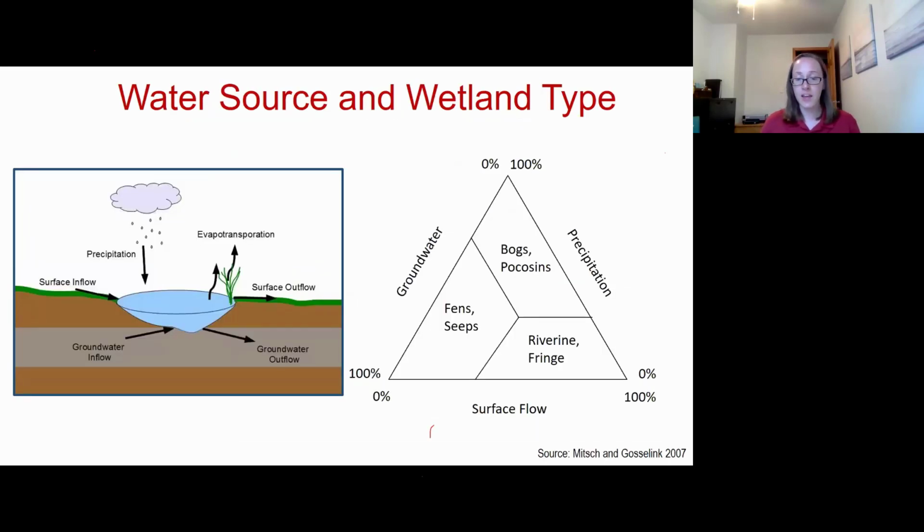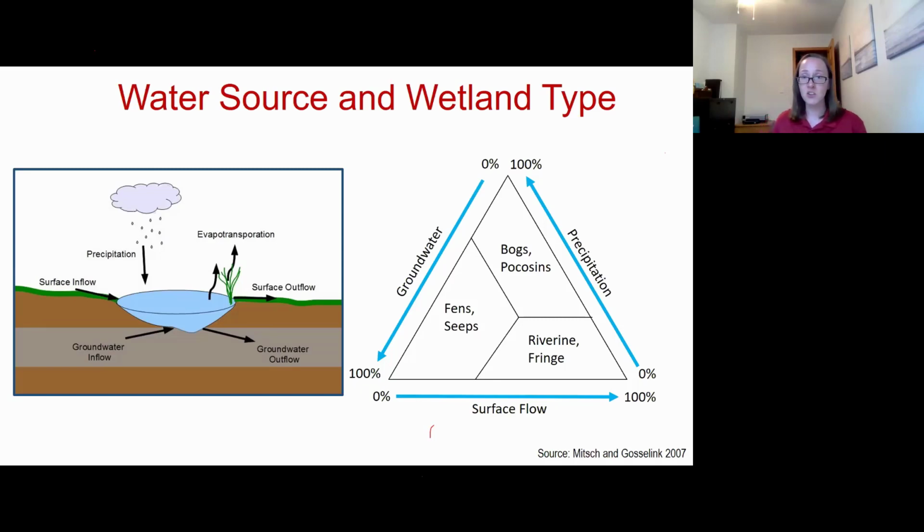Now, it's important to note that not all wetlands receive water from a combination of sources. While there are some wetlands that receive water inputs from a mix of precipitation, surface inflow, and groundwater, there are some wetland types that have primarily one main source of water. If you think of groundwater, wetlands that are predominantly groundwater fed are things like fens and seeps. Wetlands that are predominantly surface flow fed are things like riverine wetlands and fringe lacustrine wetlands. And wetlands that are predominantly precipitation fed include things like bogs and pocosins.